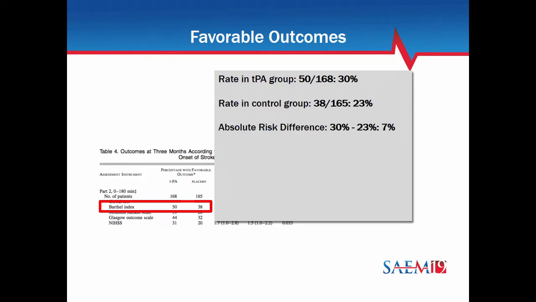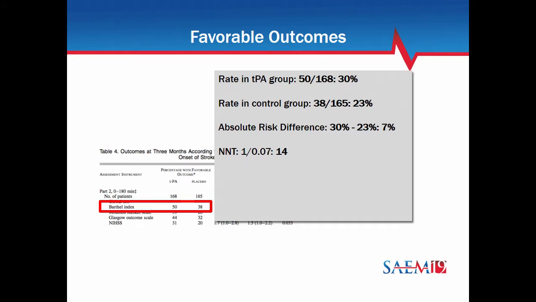The absolute risk difference is 7%. So actually, if you give TPA to the patient, 7% more patients will have a favorable outcome, right? And your NNT is 14, 1 divided by absolute risk difference. So you need to give TPA to 14 patients under 3 hours for 1 to benefit from TPA.